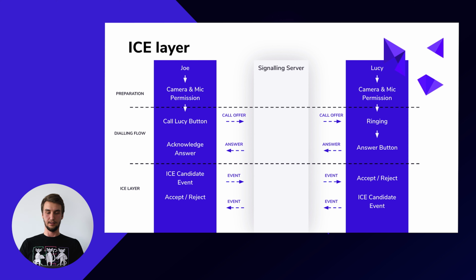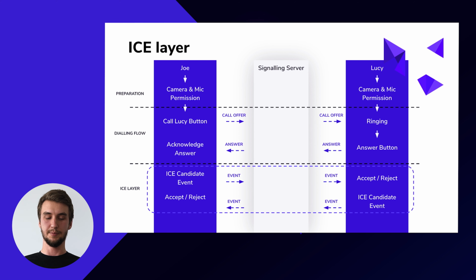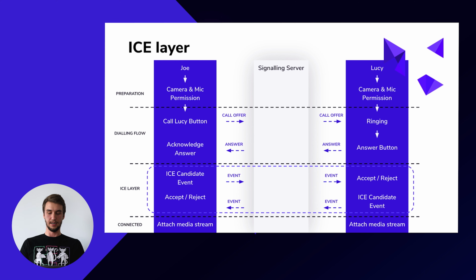Note that Joe and Lucy start sending ICE candidates simultaneously. This process occurs many times because STUN and TURN servers always look for a better solution even after the connection is established. The last step that we need to make is to display the media stream that is sent over to our browser on both peers. Simply put, we need to display the video.